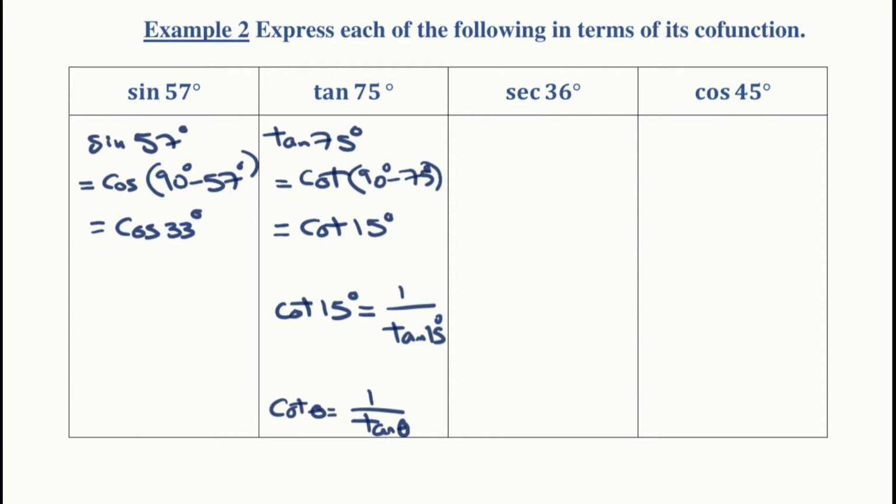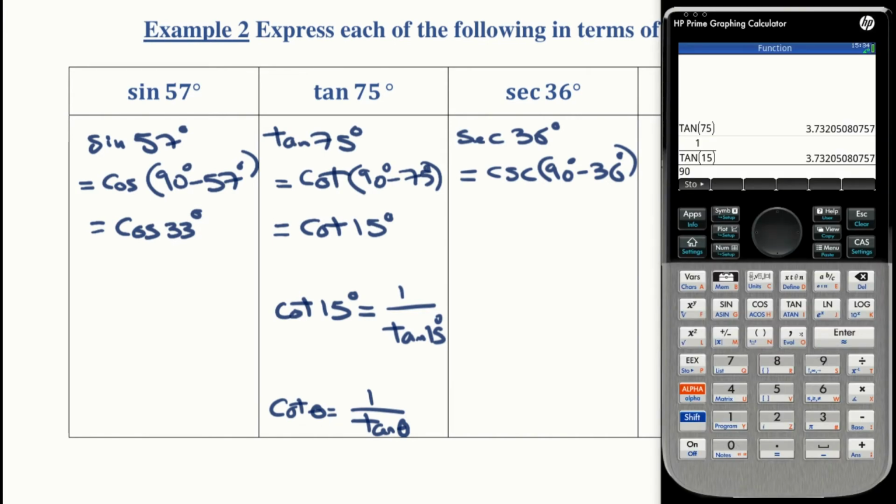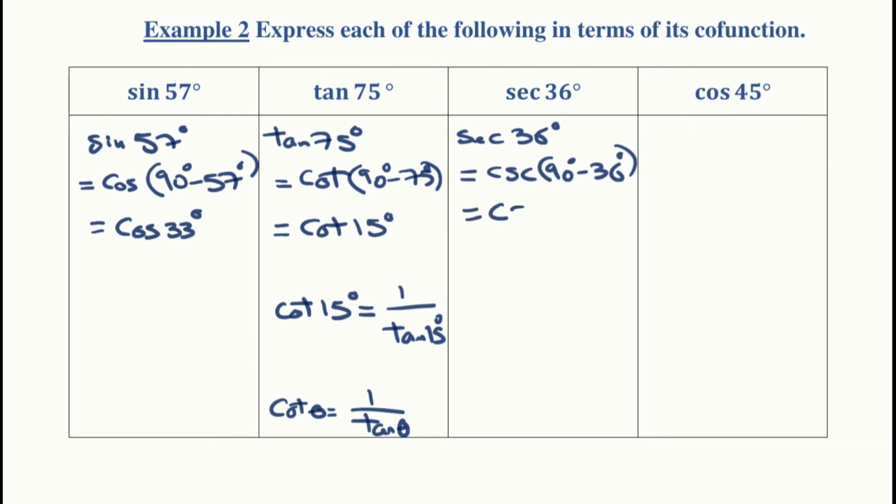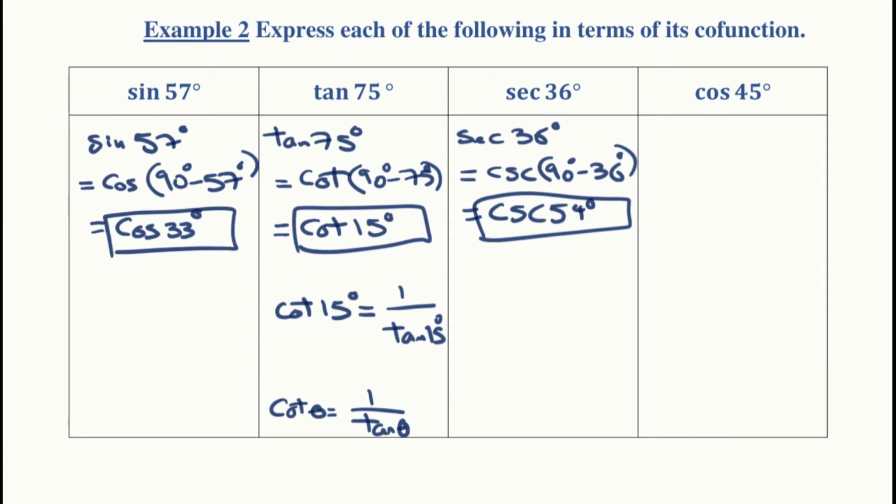So secant of 36 degrees, of course, should be the same as the cosecant of the complement of 36 degrees, which is 90 degrees minus 36 degrees, right? So 90 minus 36, so 54, so we get equals cosecant of 54 degrees. And that's the answer you will leave. Of course, these are the expressions that are being asked for.